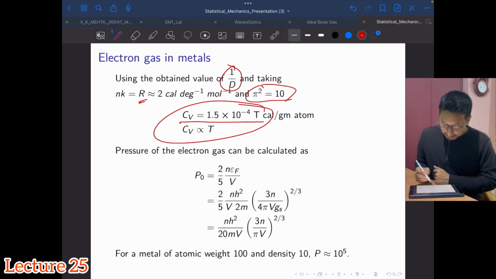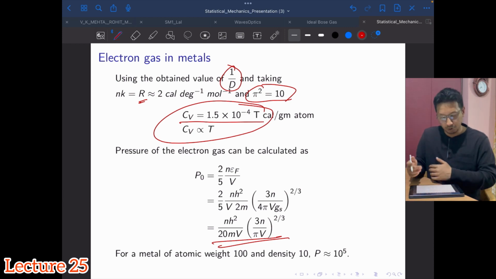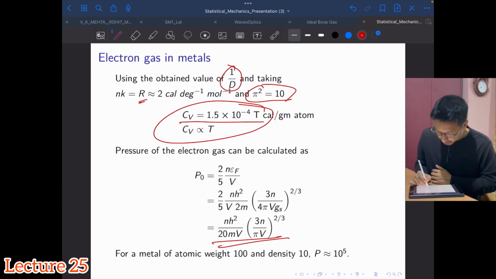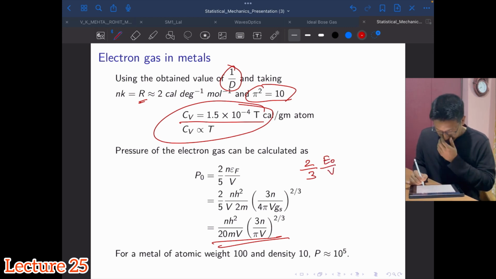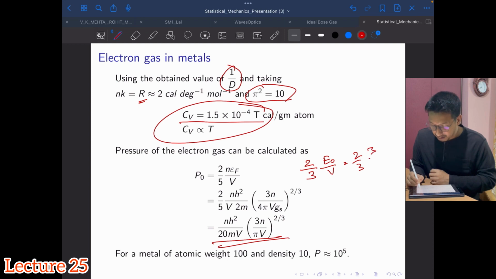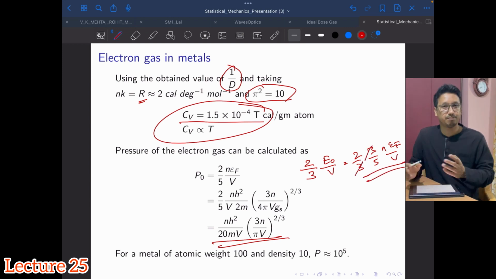The pressure of the electron gas can also be calculated in the usual way. If you are wondering why 2 by 5 has come, this is E naught by V, so 2 by 3 E naught by V, but E naught is known to us. E naught is 3 by 5 N E_F, and V is coming from here. So all these factors come in. I hope you can carry out these small maths.